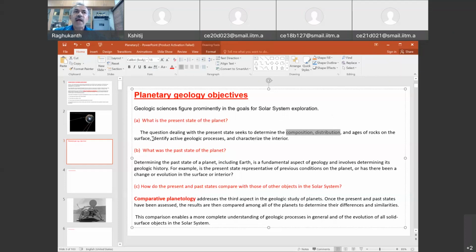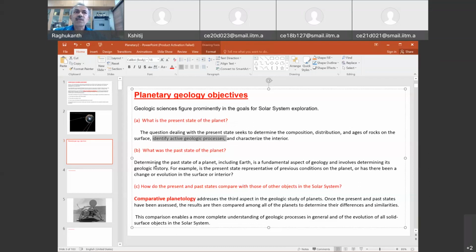Then we have to identify the active geological processes, like for example, volcanic activity, landslides, earthquakes, quakes kind of thing, and impact cratering. So what are the things happening at present? And then you have to characterize the interior and what lies below the planet, whether water is inside or the core is made up of iron, liquid core or solid core or whatever. So this is one of the main objectives. What is the present state? So currently at Mars, what type of rocks are there, where water is there, what are the active geological processes, and what is inside Mars. This is one main objective, the present state.